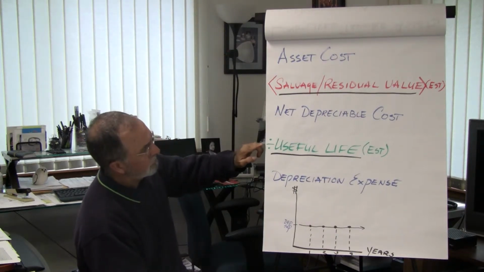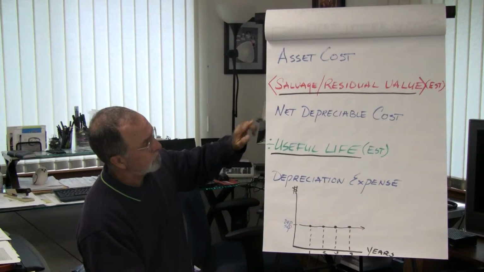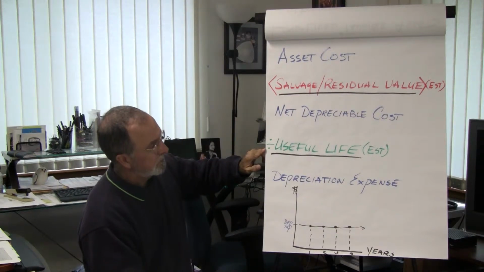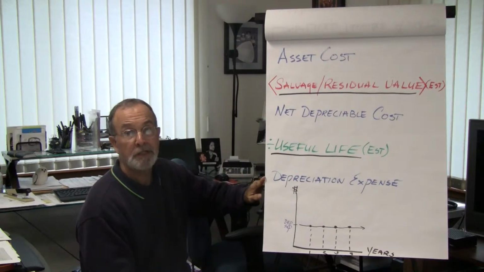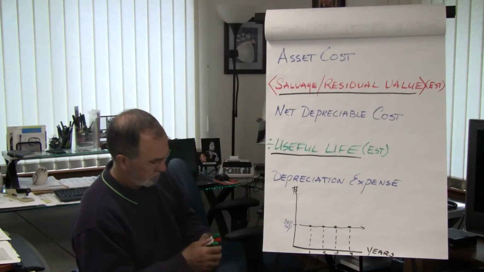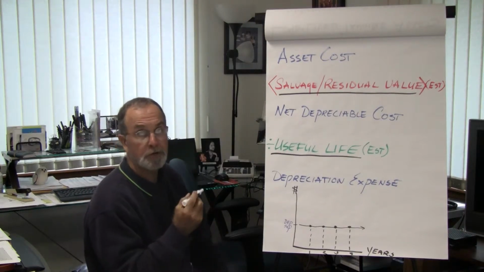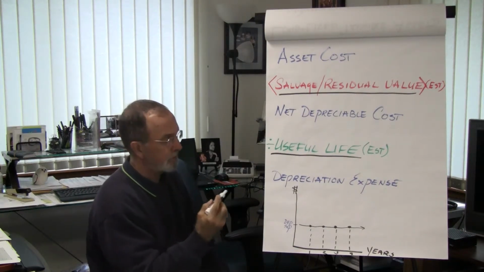So we would divide this net depreciable cost by useful life, and the resulting calculation would be the amount of depreciation expense that we would record each period.